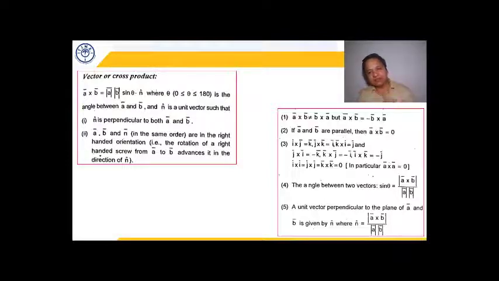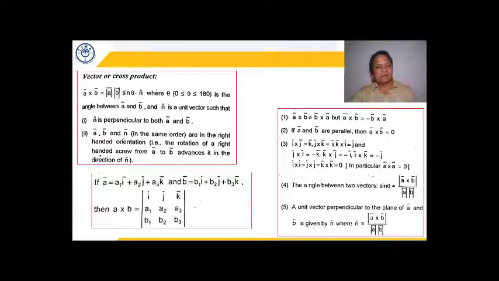The sine of the angle between two vectors, sine theta, is calculated as modulus of A cross B divided by modulus of vector A times modulus of vector B. And a unit vector perpendicular to the plane of A and B is given by eta vector as shown, A cross B upon modulus of A cross B.